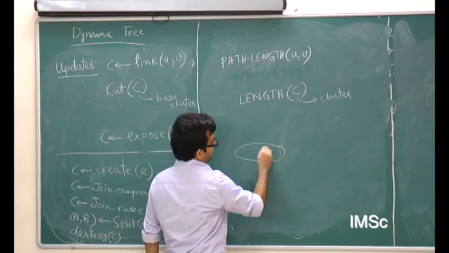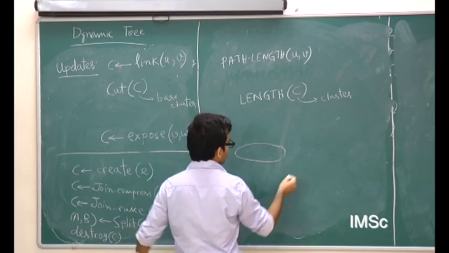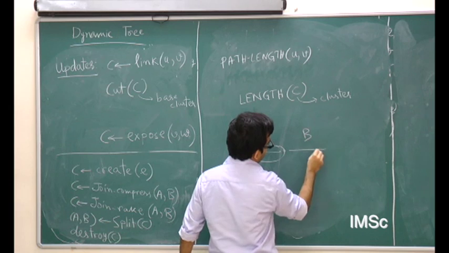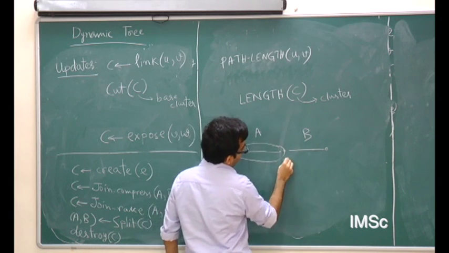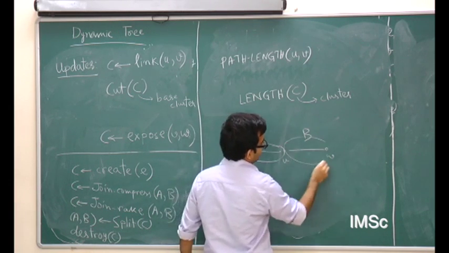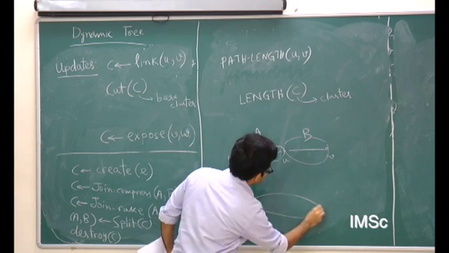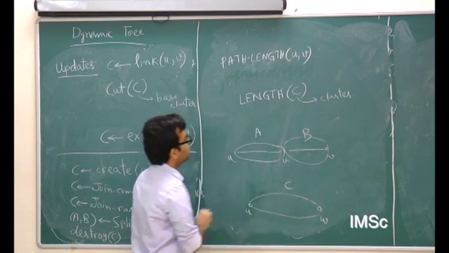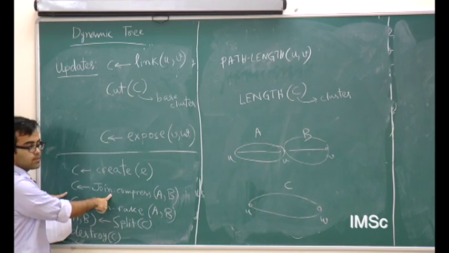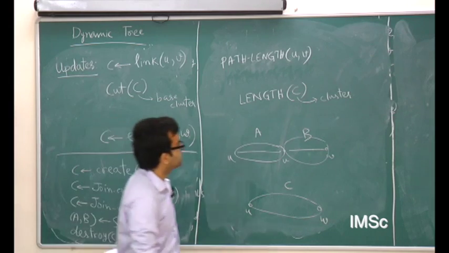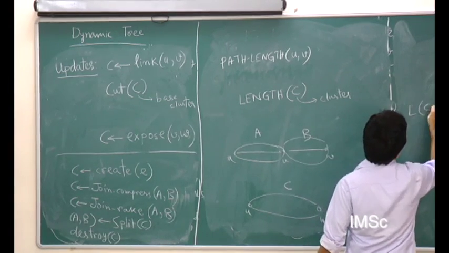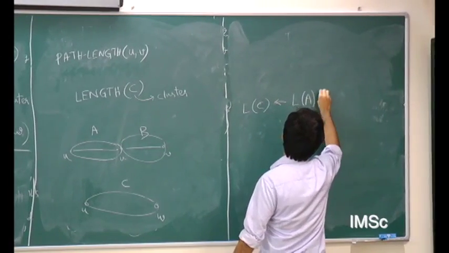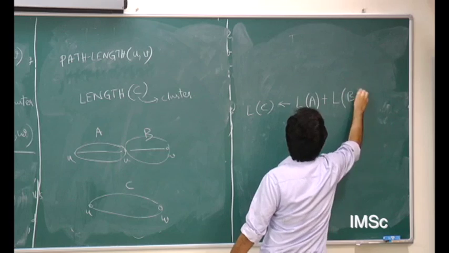Whenever it is doing a compress, so join compress, how will it look like? So, this is A, this is B, so U, V, W, and this is C. C is now U comma W. This is join compress. When you are doing join compress, what you need to set? You will just set length of C. I am setting L for length is just equal to length of A plus length of B. This is for compress.